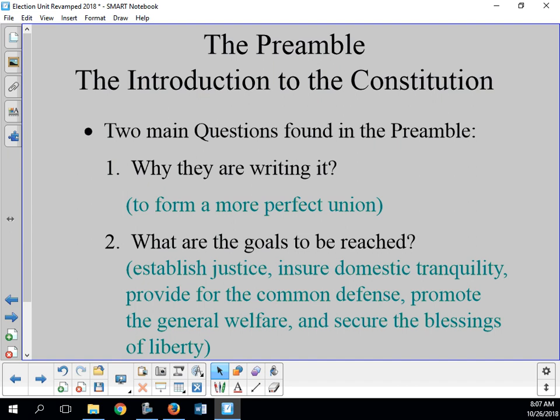Okay, so why did they write it? The goal was to form a more perfect union. Did they succeed? Yeah, they did. Of course, that's our opinion, Americans' opinion. But if you think about it, what kind of governments existed prior to this?